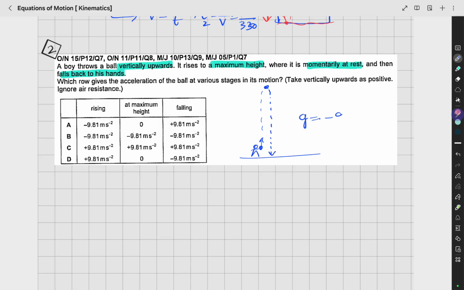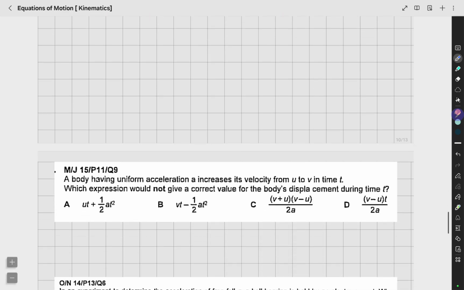I already told you that if the object is thrown upwards, the acceleration is always minus. At the highest point, it is minus 9.8. Whether it is coming down, it is minus 9.8. Because for g, the start point is important. If it is thrown upwards, g is always negative. So negative, negative, negative. So option B.